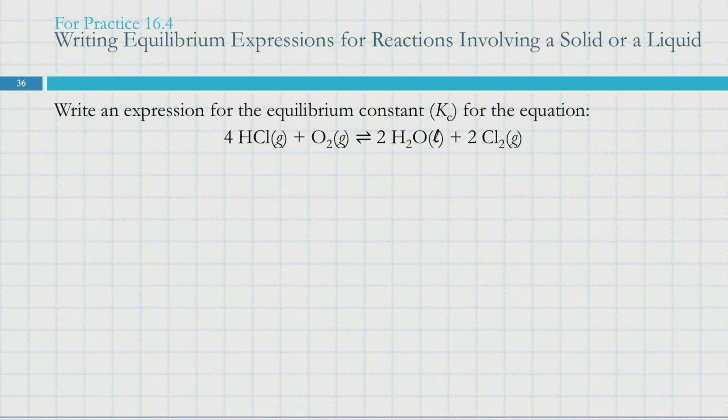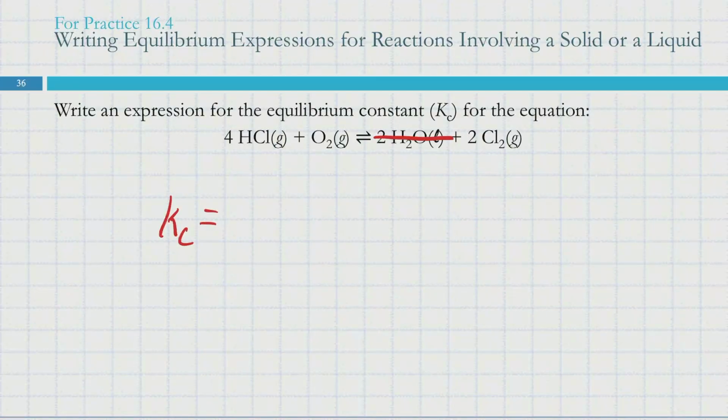So just like in the previous one, we're ignoring things that are solids or liquids. In this case, we have a liquid, which is water. So we can ignore water for writing our equilibrium expression. We still have to pay attention to it for everything else, but for the equilibrium constant, we get to ignore it.